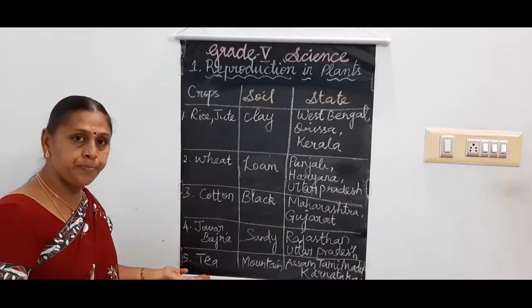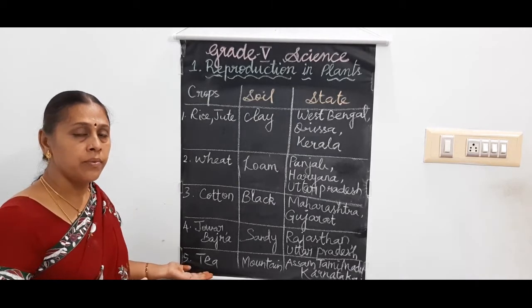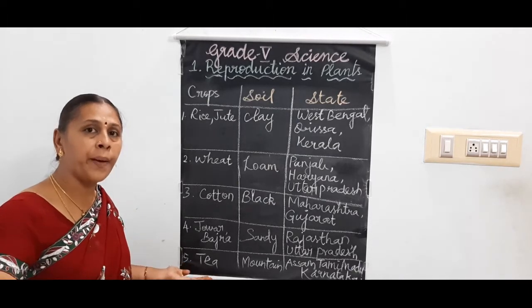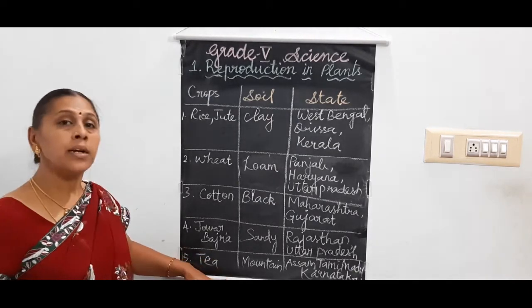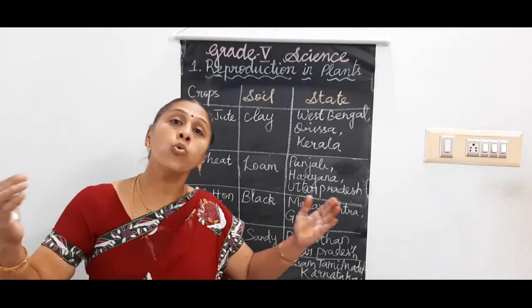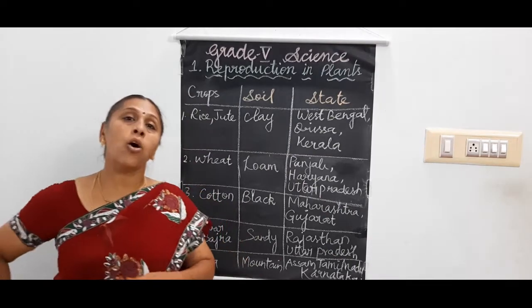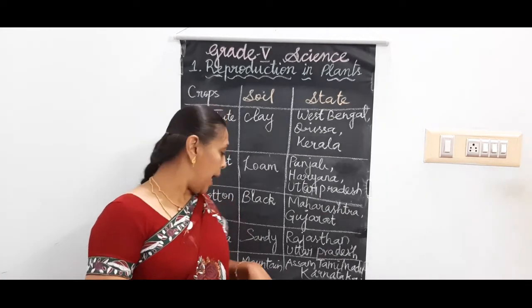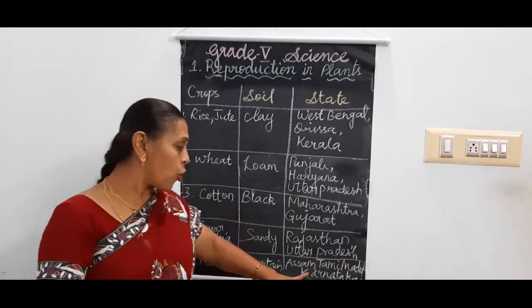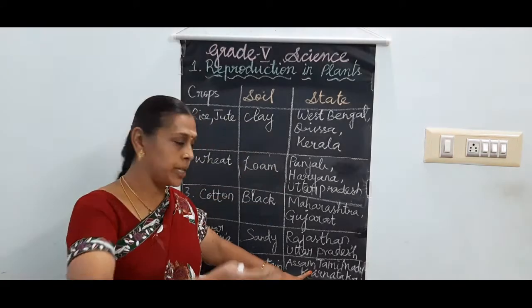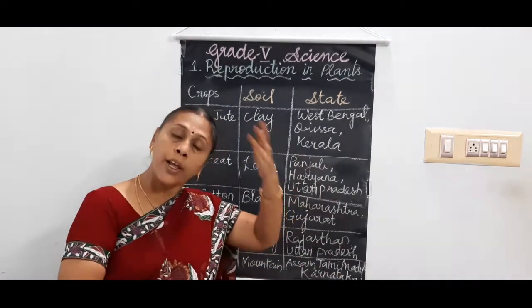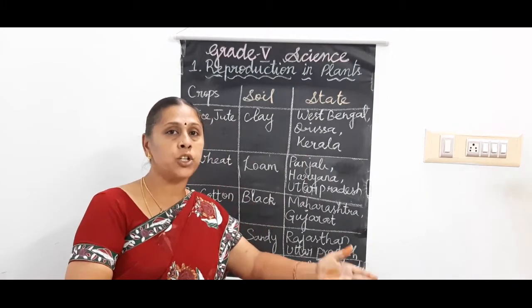Next one, tea. Tea leaves, which we make use of for preparing tea. That tea plant will grow in mountainous regions. I think all of you know that in Ooty and all, the tea plants will be grown. And this tea will grow in Assam, mountainous regions. Tamil Nadu, in Ooty, Kunnur and all, only tea plantation will be more.